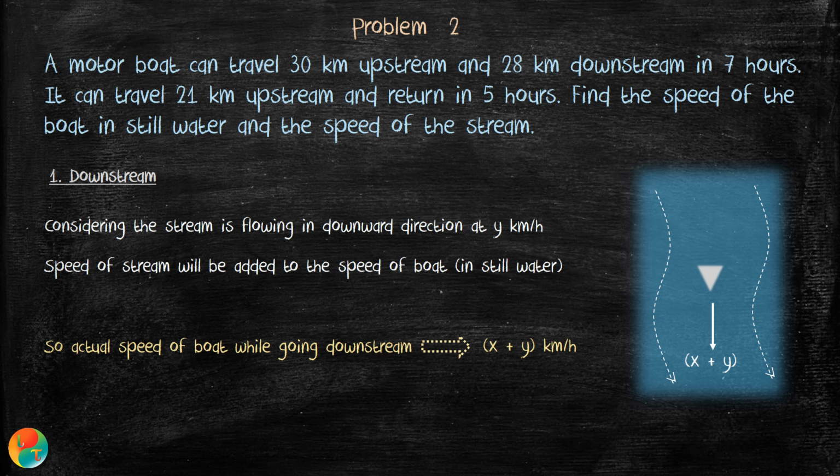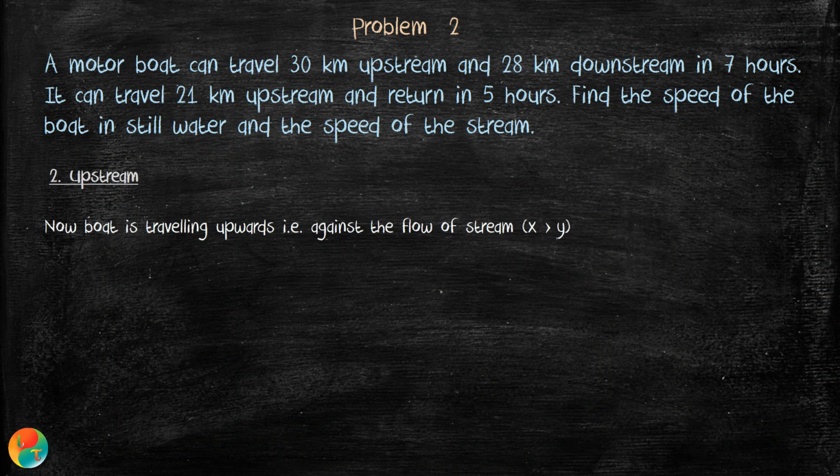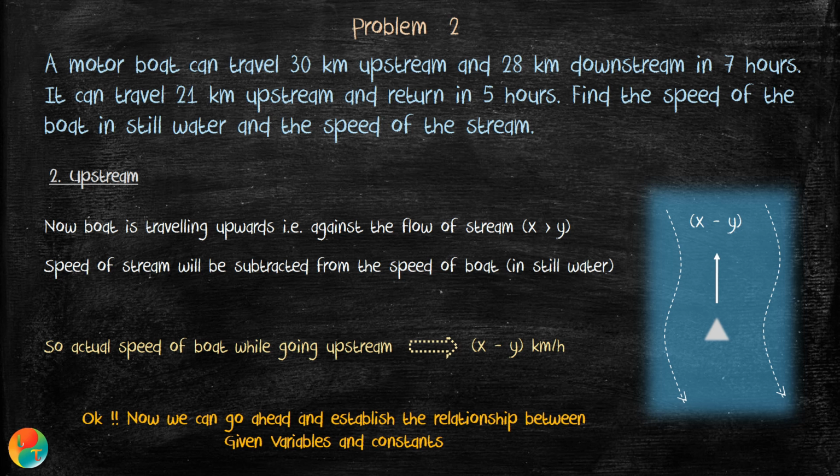Now the second case is when the boat is traveling upwards, that is against the flow of stream. Obviously, the speed of boat has to be greater than the speed of stream. Speed of stream will be subtracted from the speed of boat in still water. So the actual speed of boat while going upstream will be x minus y kilometers per hour. Okay, now we can go ahead and establish the relationship between given variables and constants.